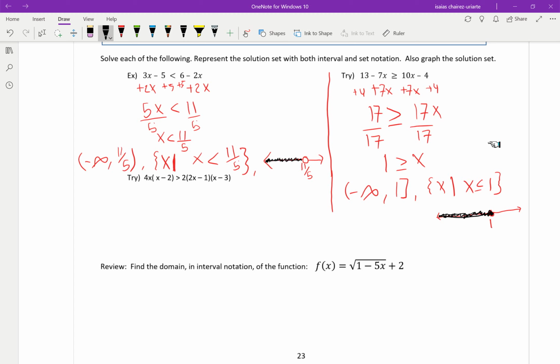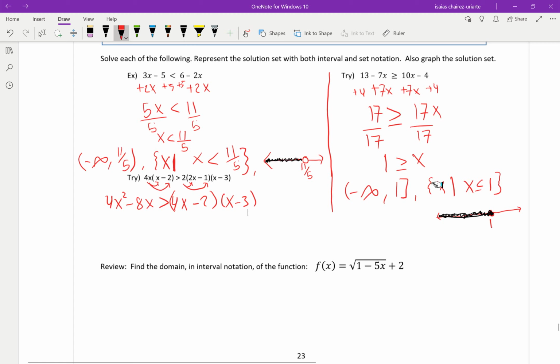Okay, so hopefully so far so good. Let's try the next one. I'm going to begin by distributing 4x into things, and then doing some other multiplications. So the first thing I have is 4x squared minus 8x is bigger than 4x minus 2 times x minus 3. So think about the algebra that's just happened here.